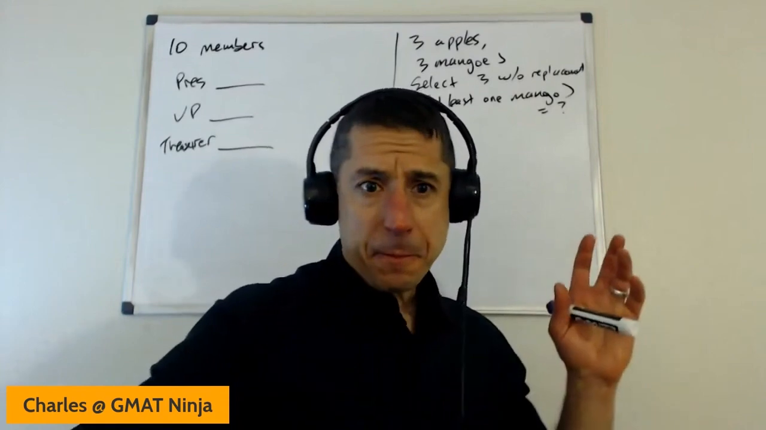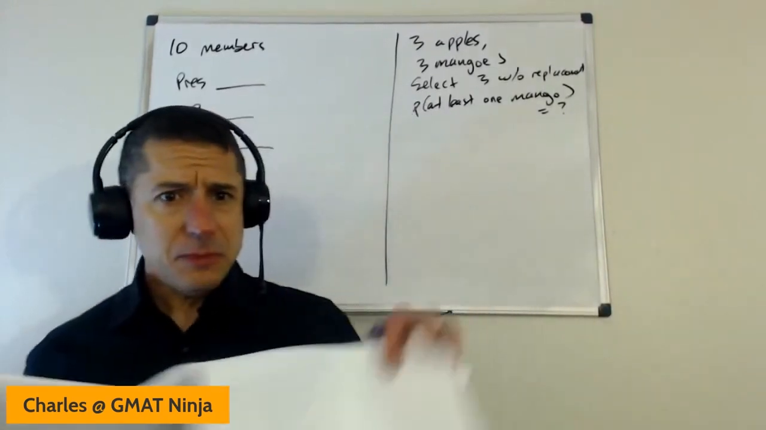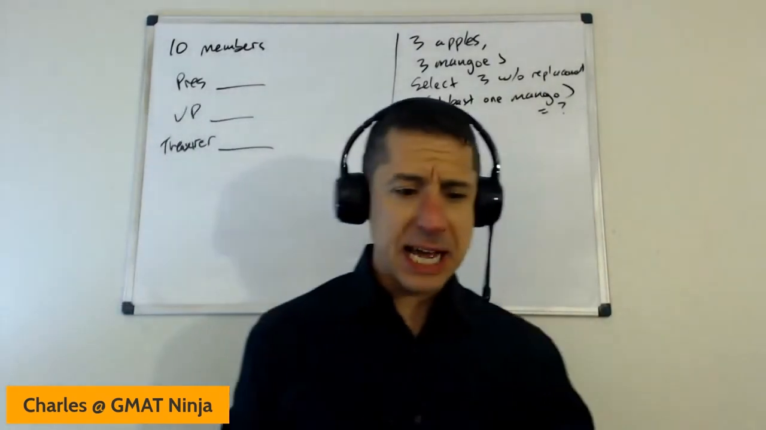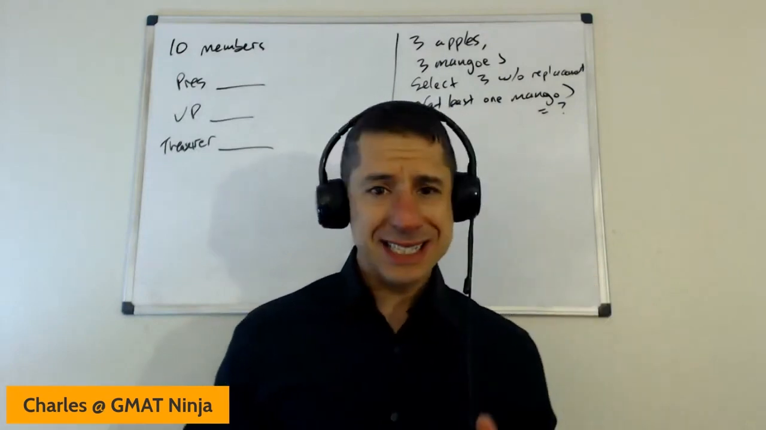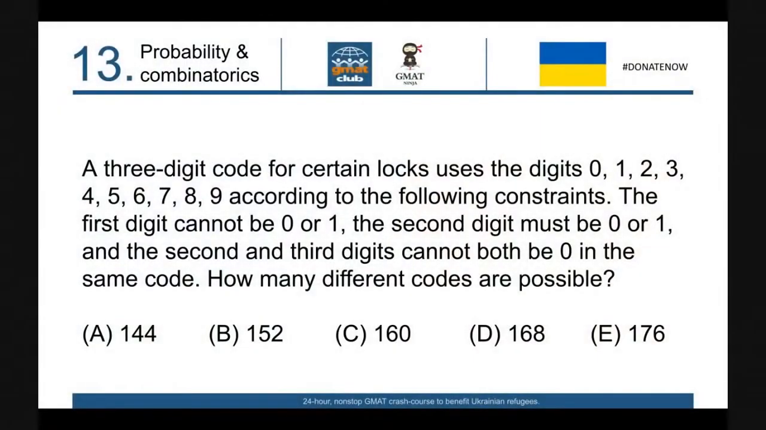All right, first question here, and I've got 2 on the board right now in the interest of time. First one: a board of directors consists of 10 members. Let me flash on the board real quick to refresh everybody's memory.